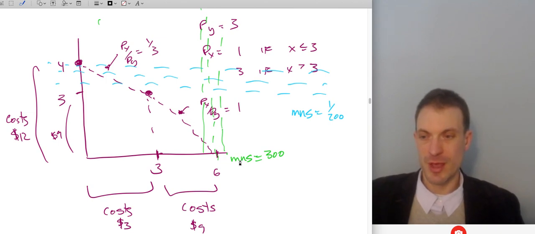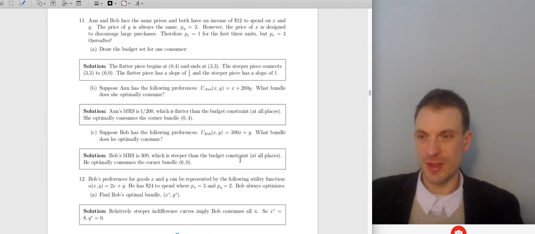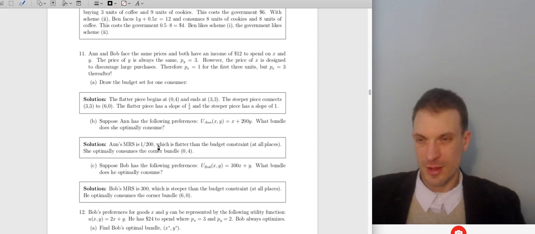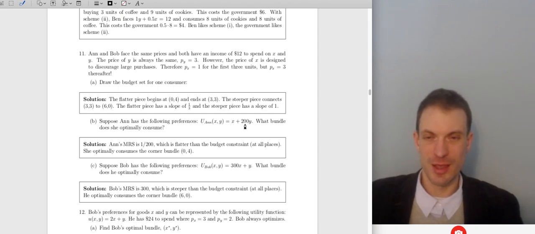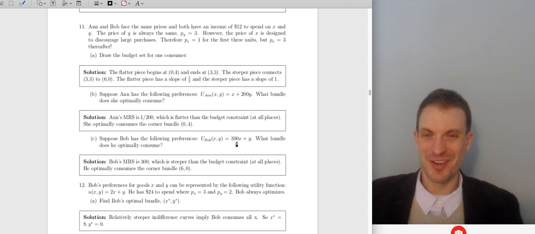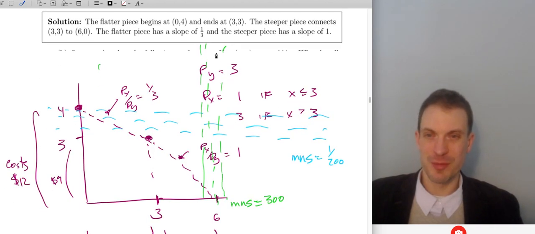And now we have to determine where is going to be optimal consumption. Well, look what I did here. The way I stated the problem is, suppose Ann has the following preferences. These are perfect substitutes preferences. The marginal rate of substitution is going to be 1/200. MUX over MUY. Marginal utility of X is the partial with respect to X. Marginal utility of Y is the partial with respect to Y. These are incredibly flat indifference curves. Then for B, these are incredibly steep indifference curves with an MRS of 300. Right? And so what I did is in green, I drew the incredibly steep indifference curves.